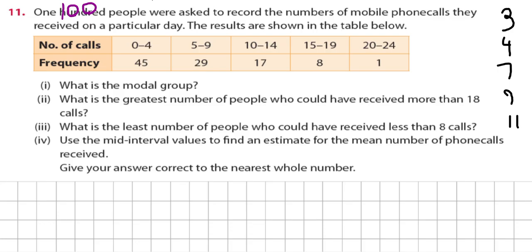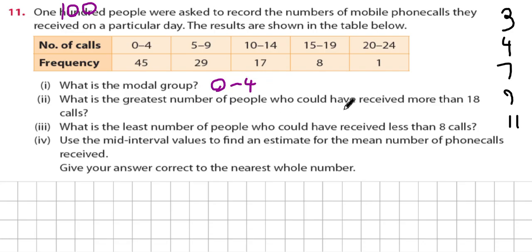What was the modal amount of calls? 45 is not the modal amount. The modal group, see the keyword group, is 0 to 4. That's the most people receive 0 to 4 calls.